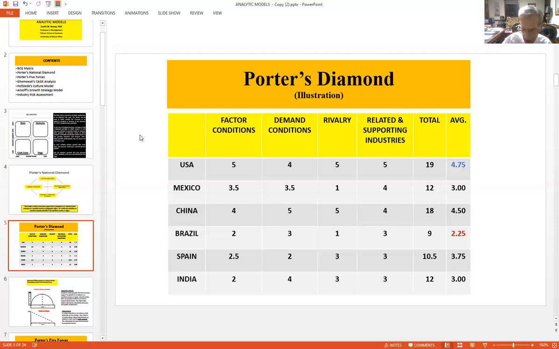So not only can you get a sort of bottom line, but you can also go into this scorecard and identify exceptions. So why is Brazil's score so low? And the answer is that rivalry is unacceptable here, and so it has a low score. And here in Spain, demand isn't very strong, and so forth. In India, factor conditions aren't favorable.